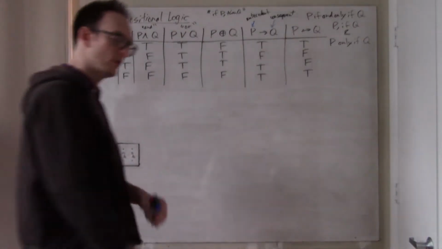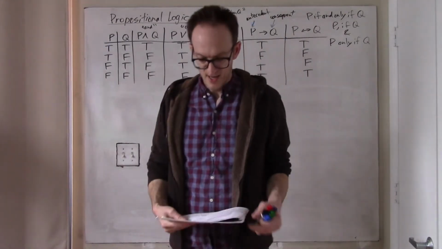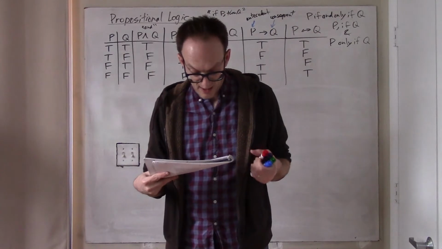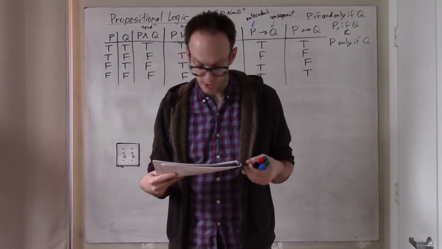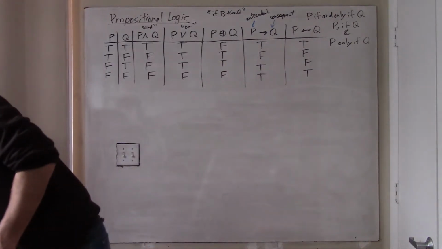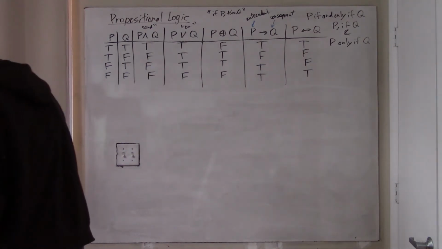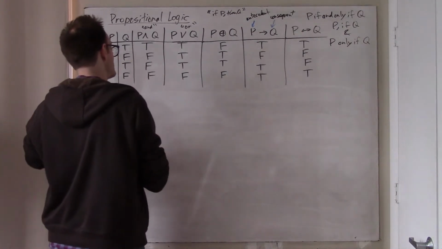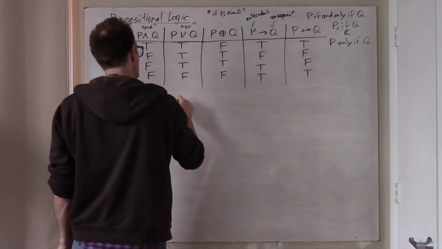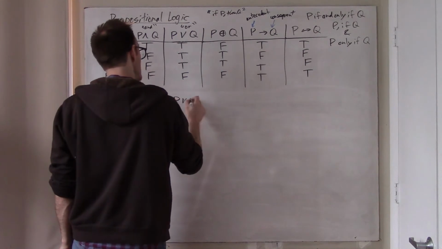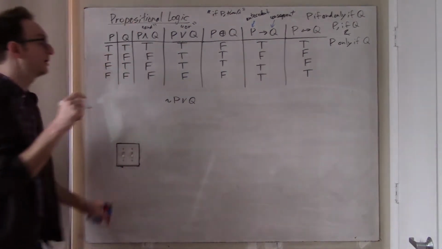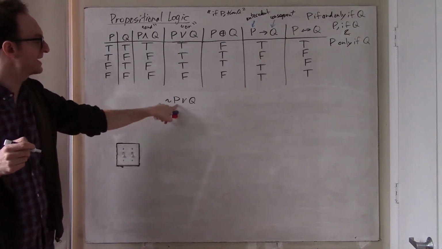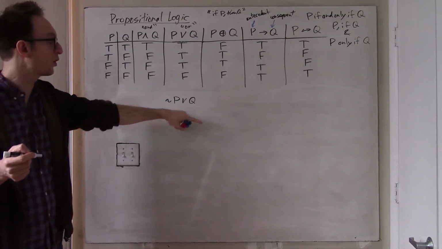Some more concepts. What's the whole point of doing truth tables? Why should I care about all these things? Well, certain facts just emerge immediately. For example, take the following proposition: not P or Q. What's up with this proposition? Well, it's composed of P, and then P has been negated to be not P, and then we put an or in between.